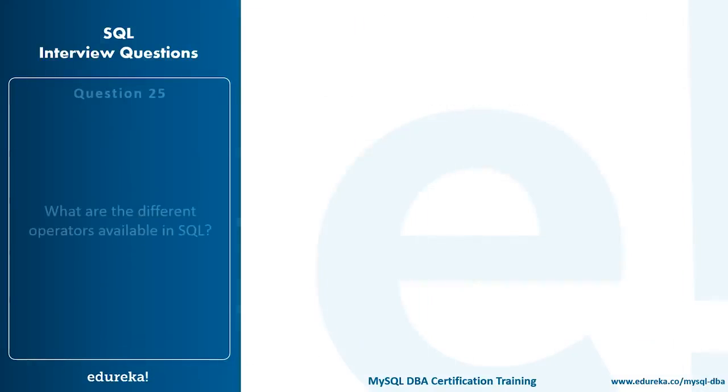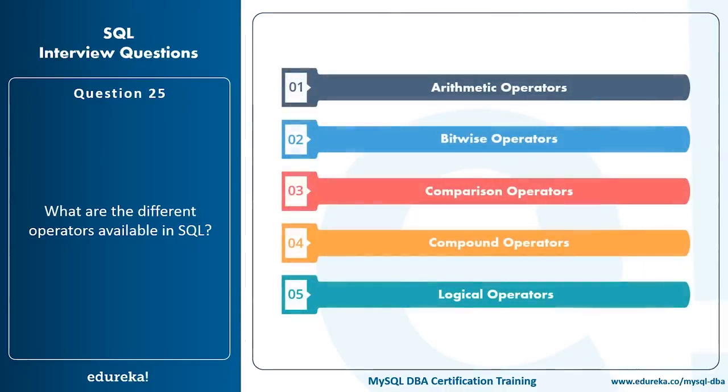Now let's move forward to our next question, that is, what are the different types of operators available in SQL? There are mainly 5 types of operators available in SQL. That is the arithmetic, bitwise, comparison, compound, and logical operators. So guys, these are the main 5 types of operators available in SQL.